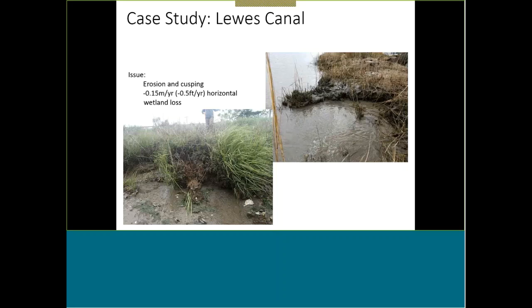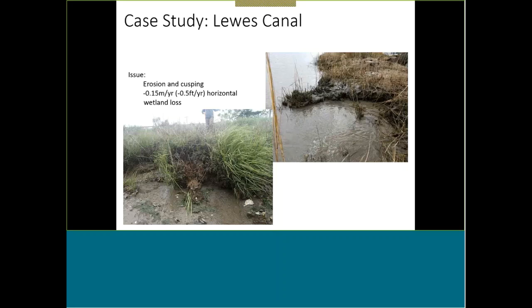But looking at the conditions that we know about at this site. So we have documented erosion and cusping. Because we've been monitoring there for several years, we've been able to document that we have about half a foot of erosion per year, which is the same that Chris was mentioning. It doesn't sound like a lot, but it does build up over time.